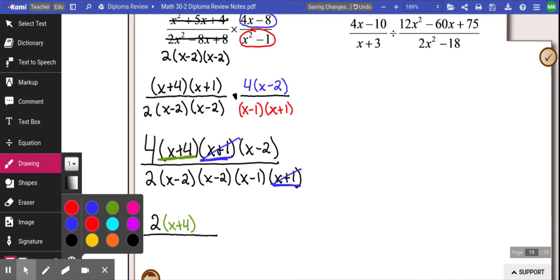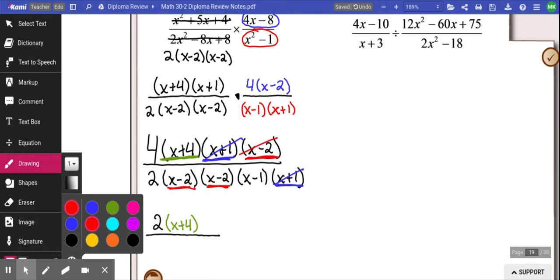X minus 2 can only cancel with another x minus 2. On the bottom, there's 2 x minus 2s. If there's 1 on the top, it can only cancel out 1 on the bottom. So it's only going to cancel, I'll pick the middle one. Doesn't matter which one you pick.